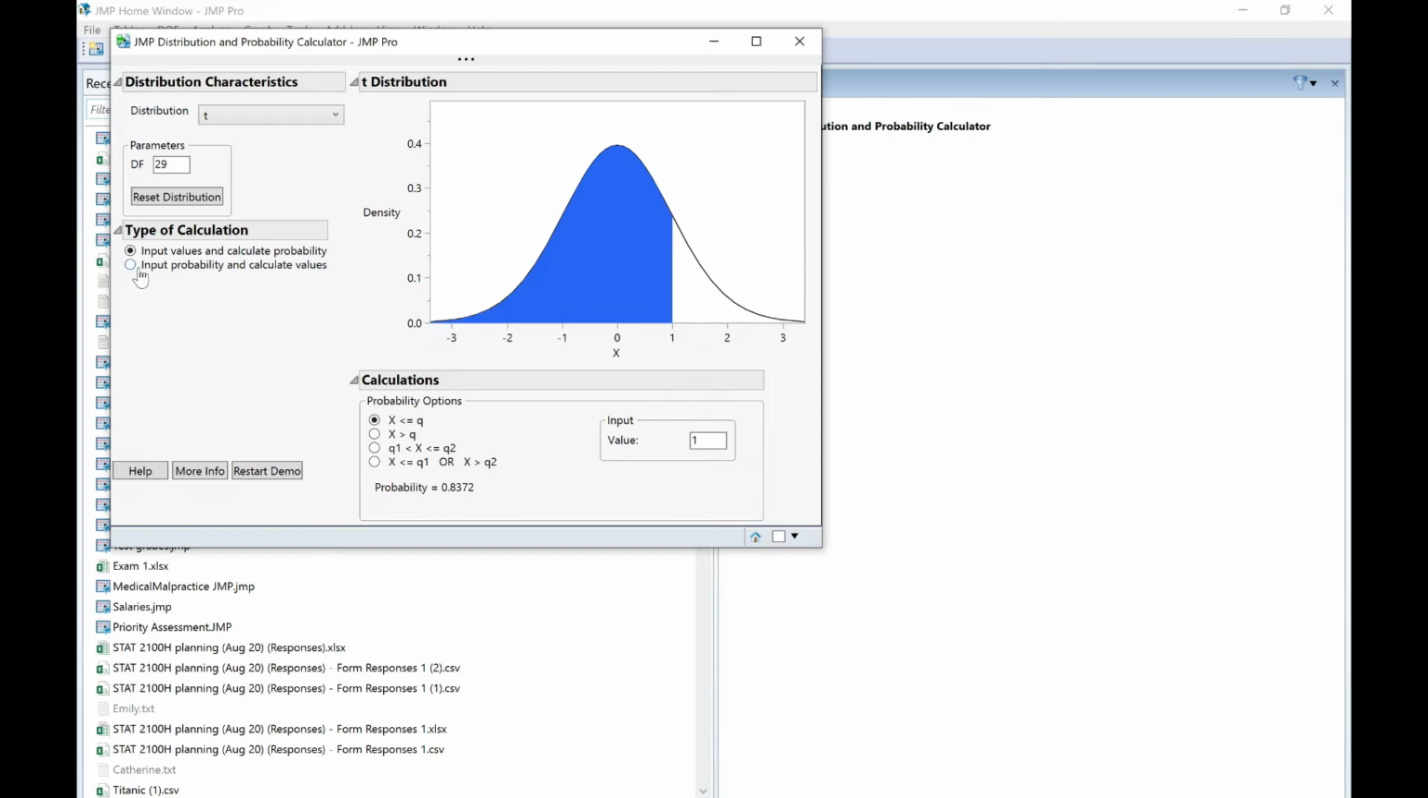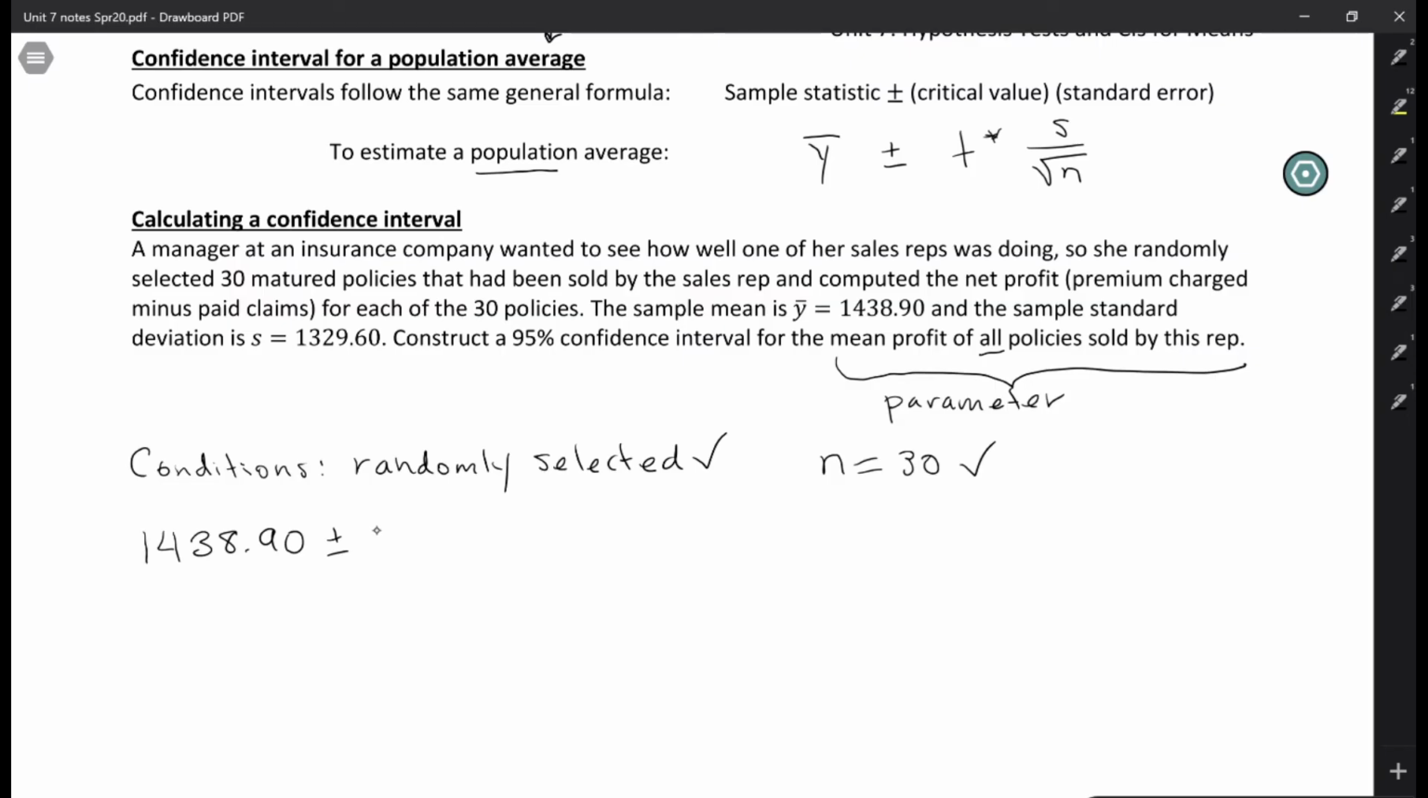And to get a critical value, I have to change the type of calculation. So instead of input values, I'm going to do input probability, and I'm going to look at the central probability. And the probability that I type in is going to be my confidence level. So I want to be 95% confident, so I'm going to put in 0.95 as my central probability. And this number that comes up, 2.0452, that's my critical value. And because this is quantitative data, that value is called T star. So 2.0452. So that's our T star from JMP.